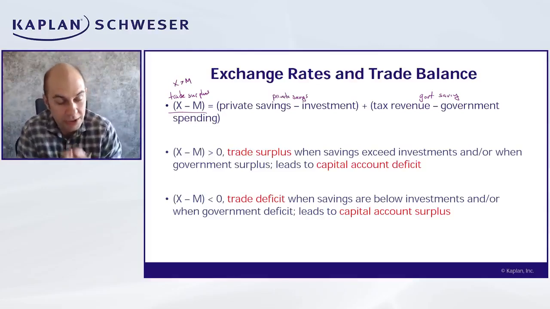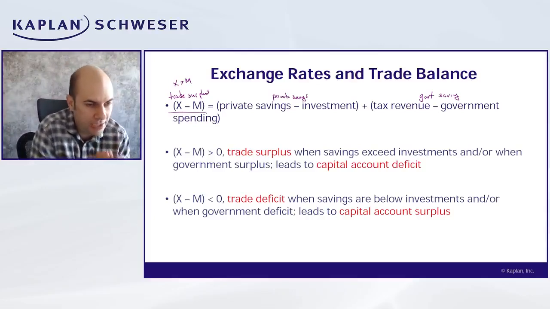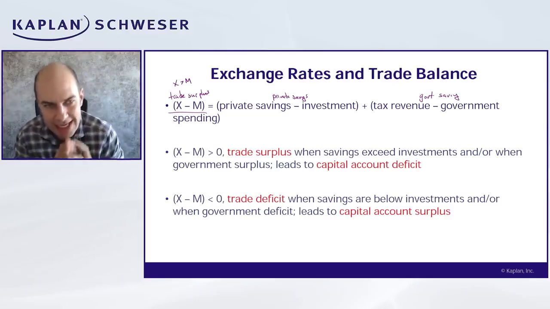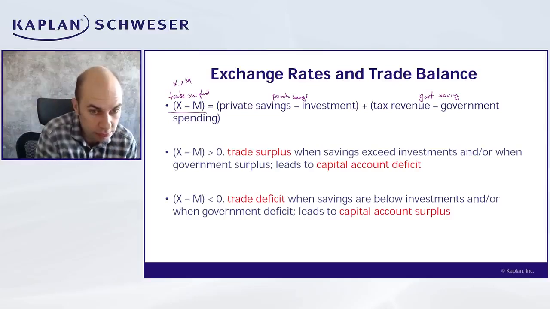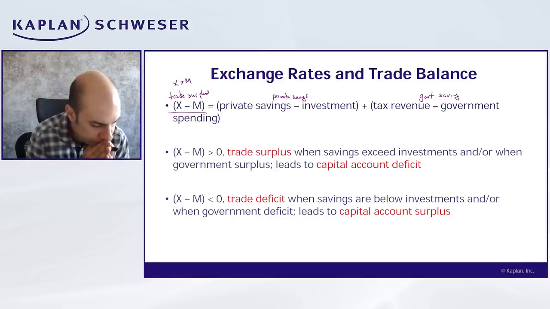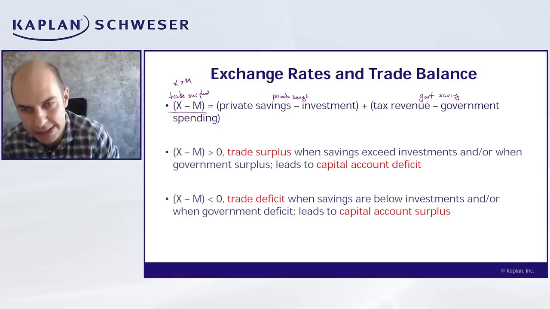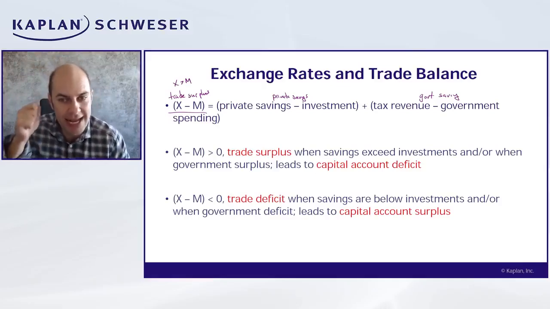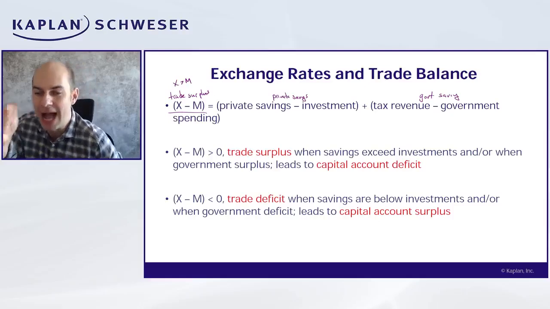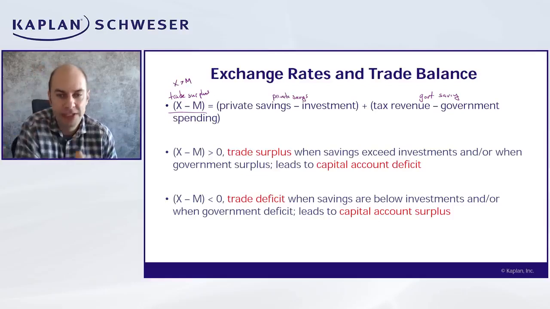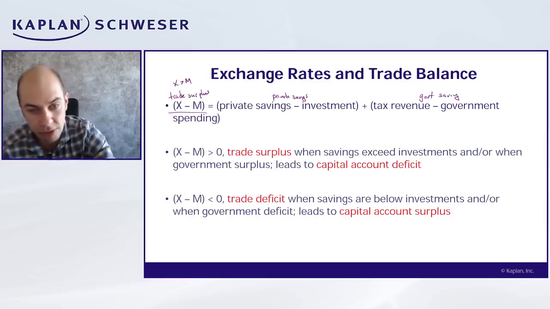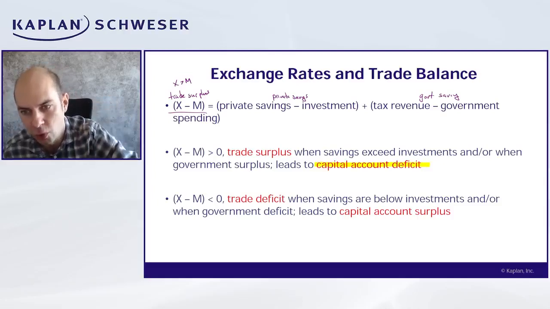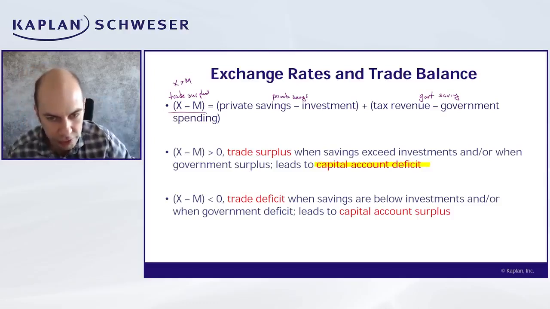So if I'm running a trade surplus, what am I going to do with these savings, my friends? I must either lend them to the foreigner or I must buy assets from the foreigner. Okay, very, very important. I either lend to the foreigner or I buy assets from the foreigner. Now that's going to result in a capital account deficit. That means I am a net investor into the foreigner's country.